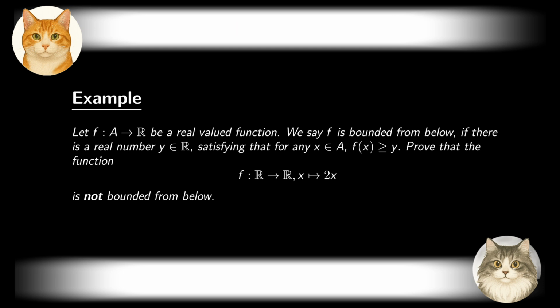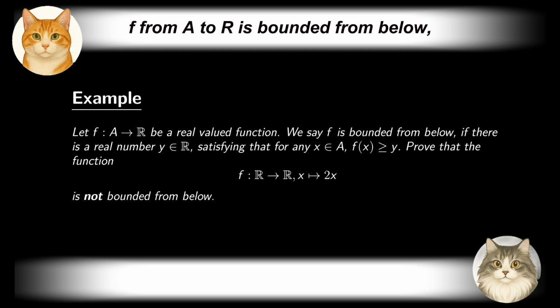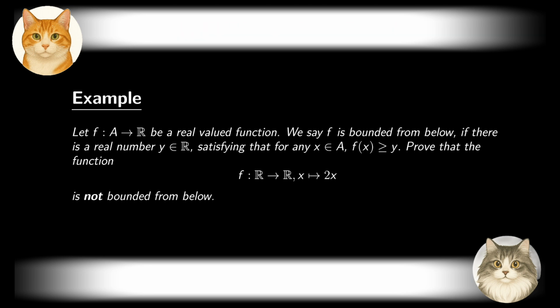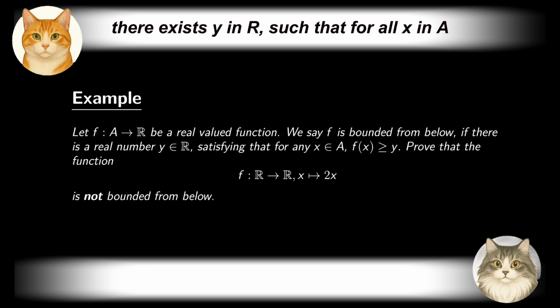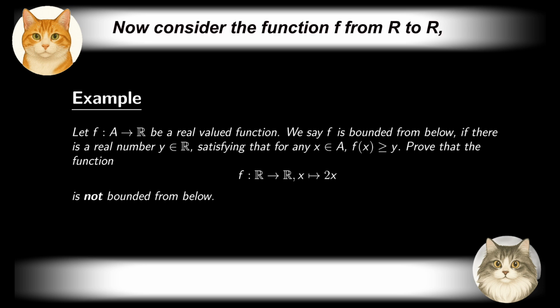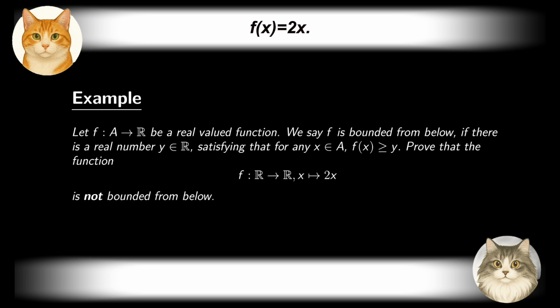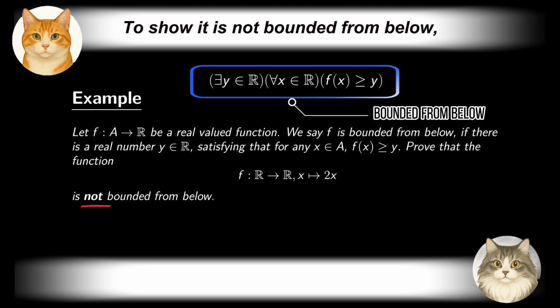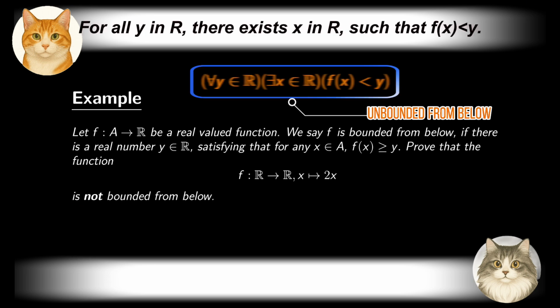Another example. Recall that a real-valued function f from A to R is bounded from below if there exists a real number that serves as its lower bound. Formally, this means there exists y in R such that for all x in A, f(x) is greater than or equal to y. Now consider the function f from R to R, defined by f(x) equals 2x. To show it is not bounded from below, we negate the definition. For all y in R, there exists x in R such that f(x) is less than y.